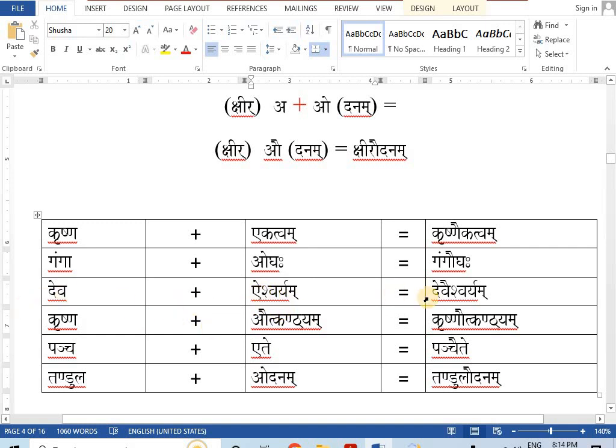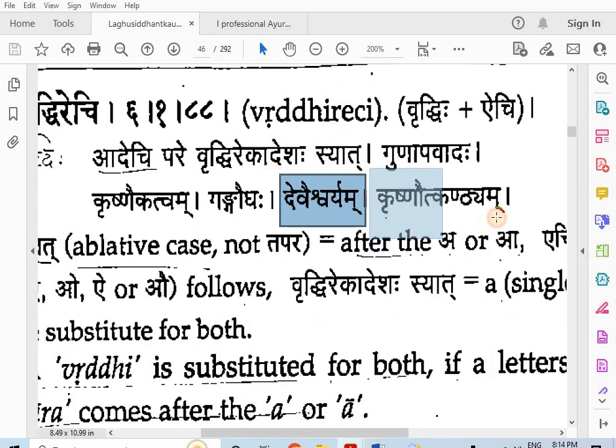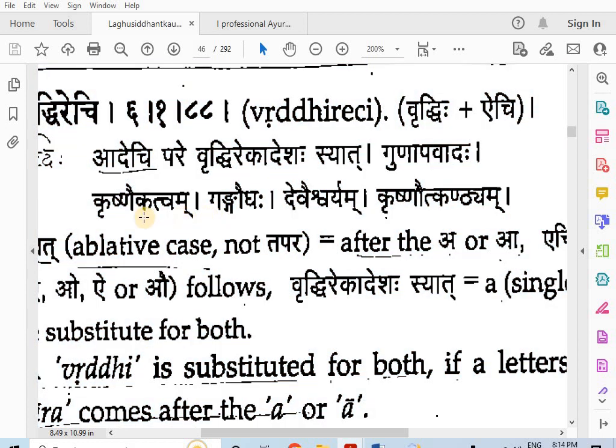A plus I will be I. Okay. Next word is Krushnaut Kantyam. Krushnau Kantyam. So Krushna plus the next word here starts with Au sound. So students, if you see the order, in this example the next word starts with A, here the next word starts with O, here the next word starts with I, and here Aukantyam, the next word starts with Au. So A, O, I, Au, all four vowels examples they have given.